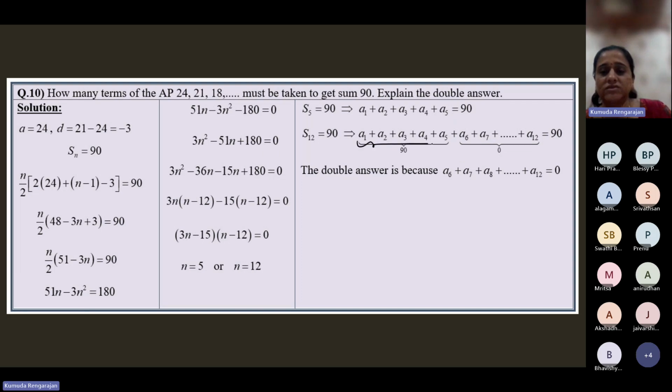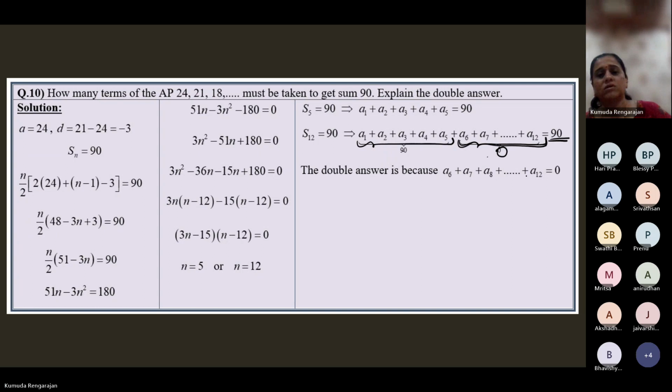The sum of all this is 90. A1 to A5, the sum is 90. Then A6 to A12, the sum should be 0. Only then 90 plus 0 is 90. So the sum of all these terms is 0.